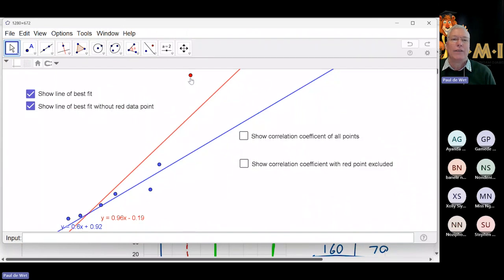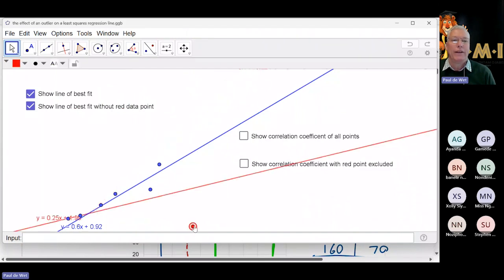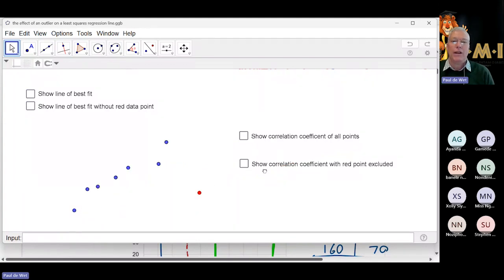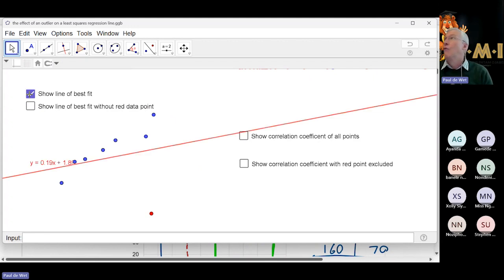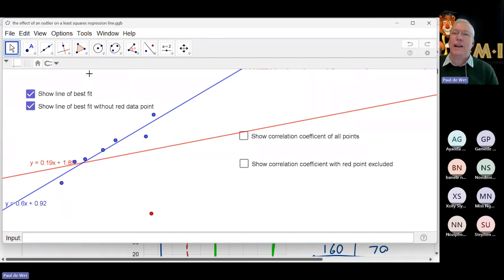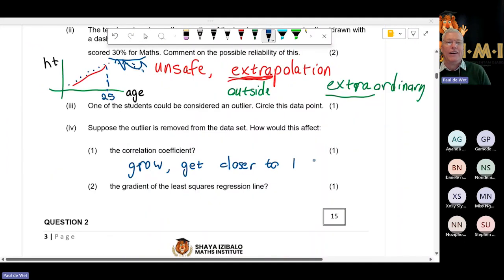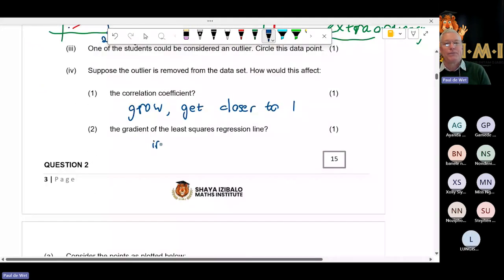Okay, if our outlier is right down here, you can see there's the outlier. The outlier is low, like in our picture. There's the line of best fit of all the points. The line that I'm going to show now is the line of best fit only of the blue points. If I leave out the outlier, the gradient actually increases. Does it make sense? It always makes sense. Okay, it will increase.